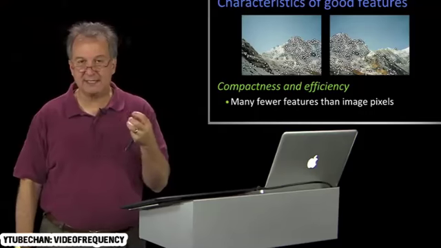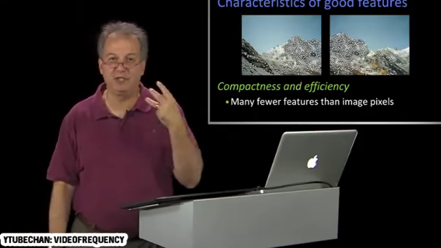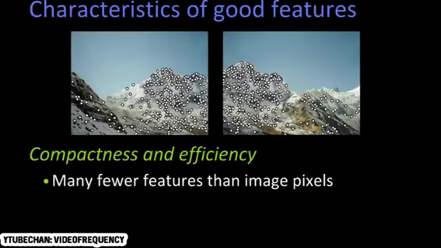So what I would really like to do is, in general, I don't want to have a feature everywhere, although in this picture there's a lot of them. But you see, even here, it looks like there's a lot of them, but I don't know, maybe there's 100. But there's tens of thousands of pixels here. So that's what it means by being compact and efficient.